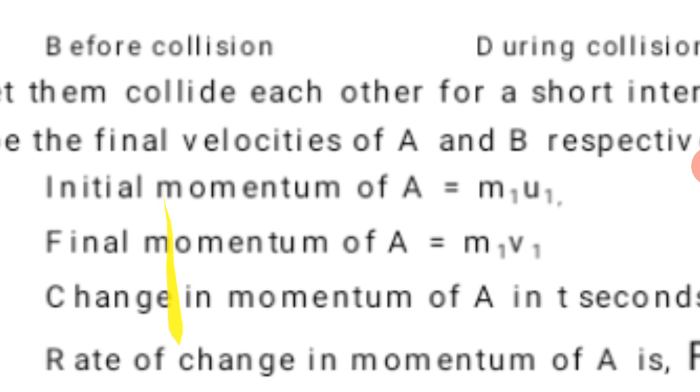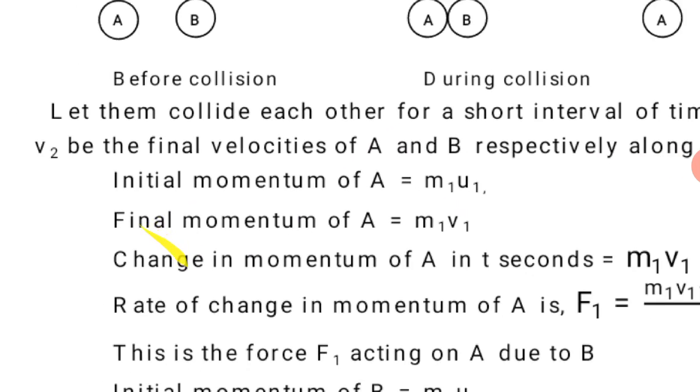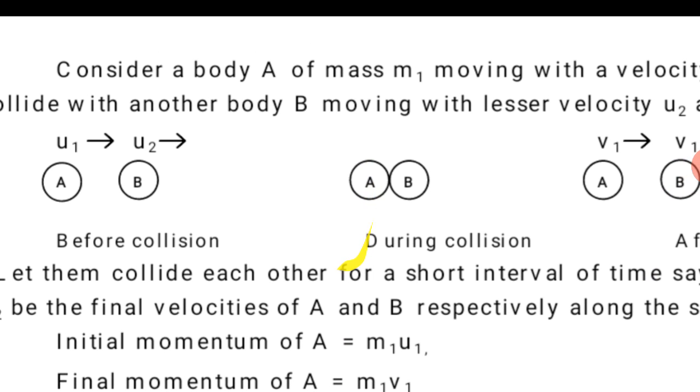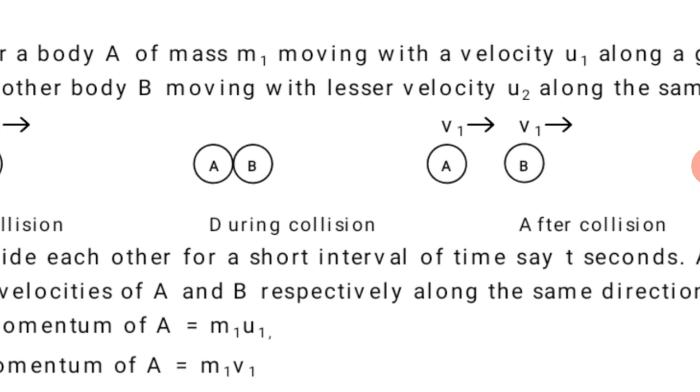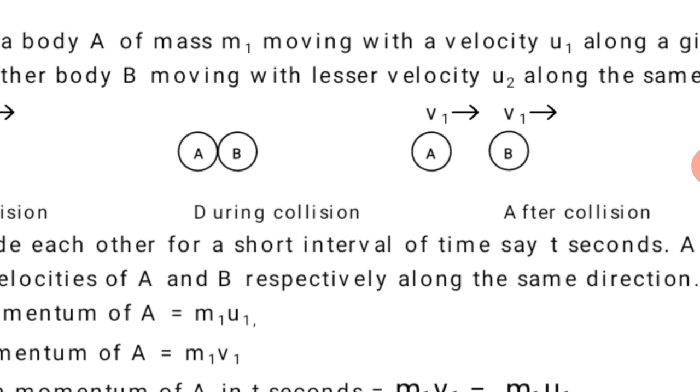In this first figure, u1 and u2 are the velocities, and during the collision A collides with B. After collision A and B move in the same direction with velocities v1 and v2. In the last figure you have to make it v2, because it is typed as v1 only, but the velocity of B is v2.